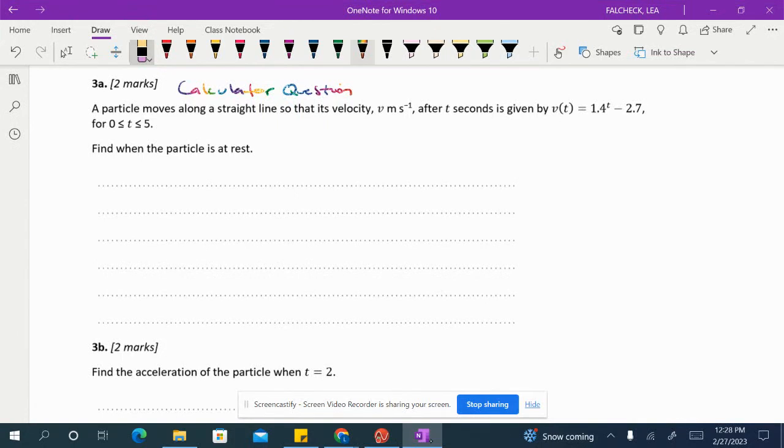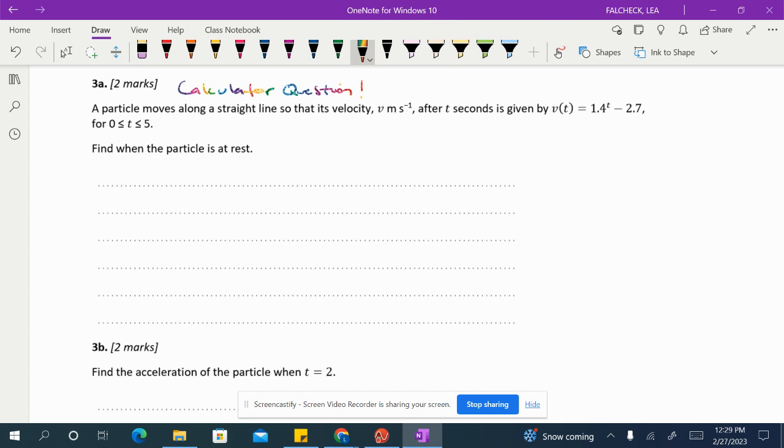Hey, FYI, this is a calculator question. Number 3. A particle moves along a straight line so that its velocity after t seconds is given by v of t equals 1.4 to the t power minus 2.7, for t between 0 and 5. Find when the particle is at rest.